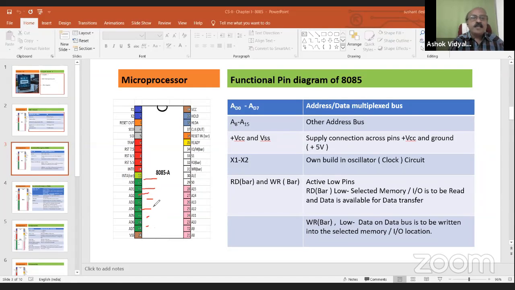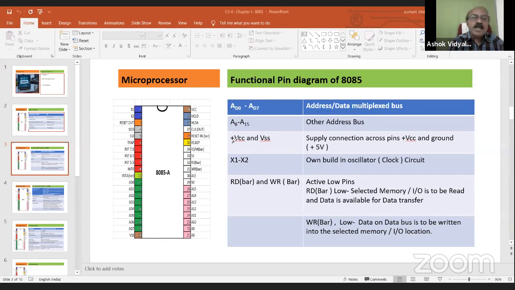Are you getting this? Suppose we have only these pins dedicated for data, then what will happen? For the 16 bits of a memory address, we would have to give another 8 pins. But the 8085 makes it possible to use the same lines AD0 to AD7 for both the address as well as the data. Therefore, since the lines carry either the address or the data, it is called a multiplexed bus.